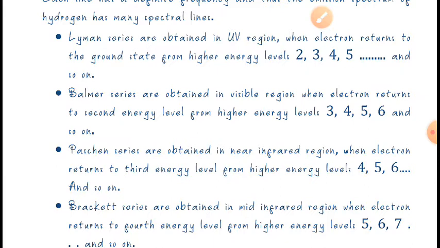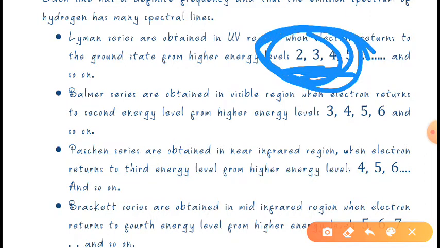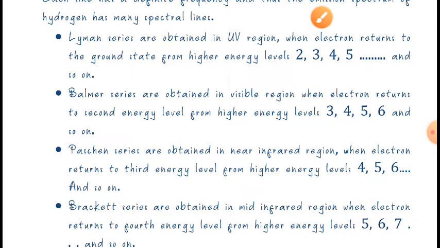When we are talking about this Lyman series, the various spectral lines of this series are obtained when the electron jumps from the second, third, fourth, or any other higher energy level to the first energy level. When it is jumping from second, third, and fourth energy level to the first energy level, at that time it will come in the UV region. So that is called Lyman series.